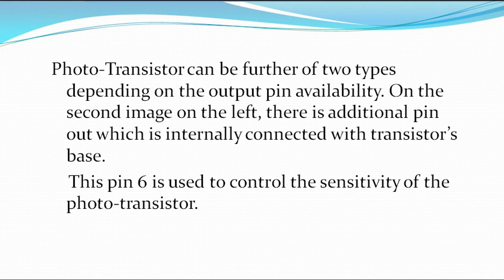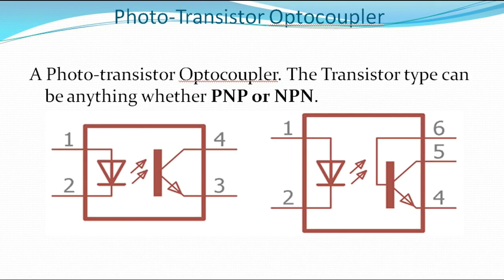Now let me use this to explain a little bit. Phototransistors can be of 2 types depending on the output pin availability. On the second image on the left, there is an additional pin out, which is internally connected with the transistor base. This pin 6 is used to control the sensitivity of the phototransistor. I have already explained this before from the photo-Darlington optocoupler. Maybe let me throw more light on that.